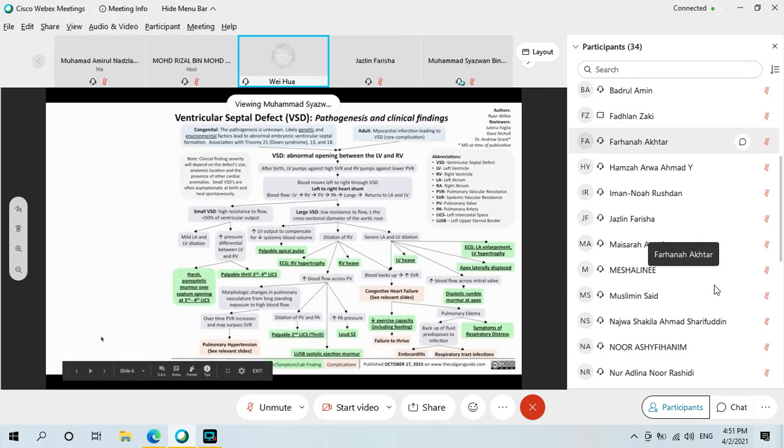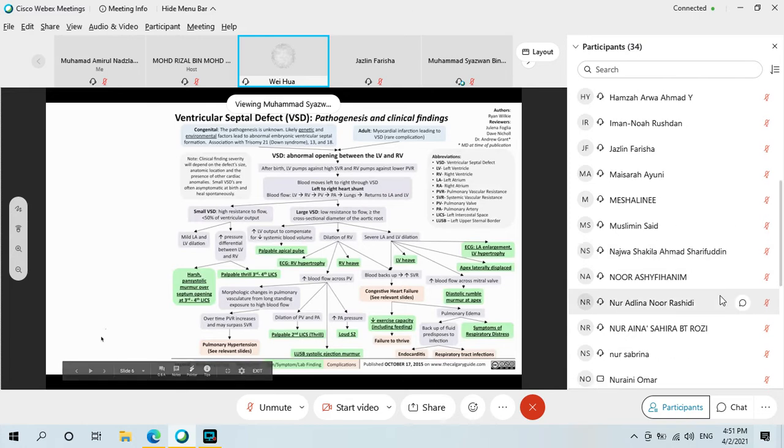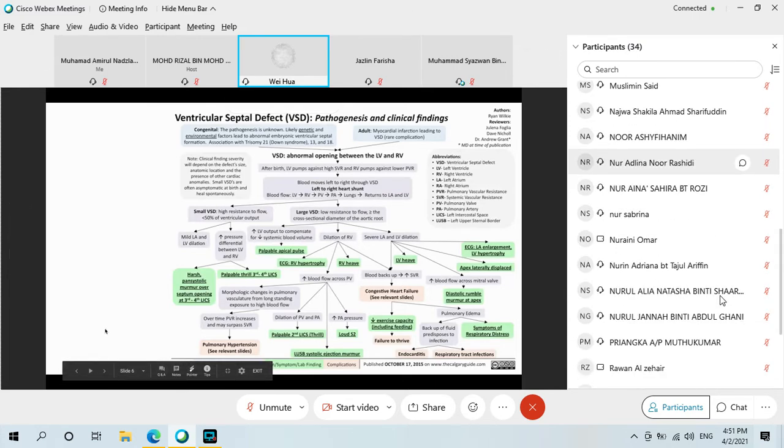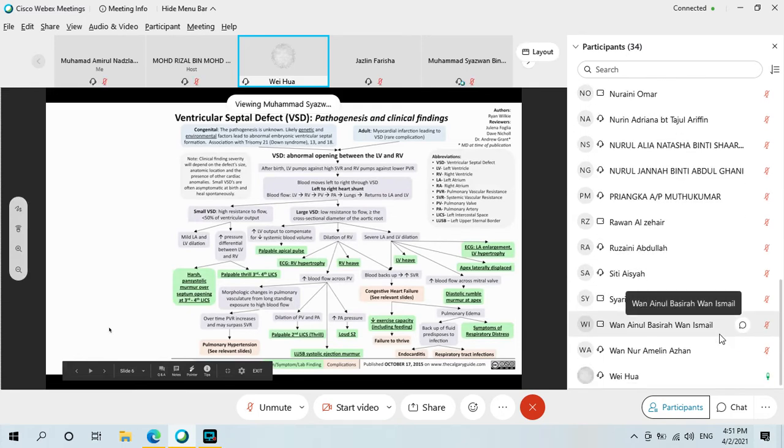And this is the slide that we obtained from the Calgary Guide, the pathophysiology. I think you can refer to it later on. Next slide.